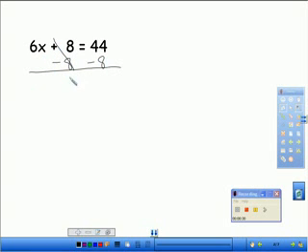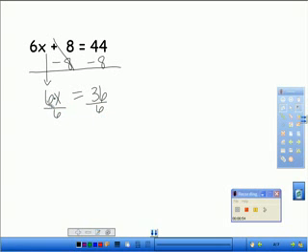8 minus 8 is 0, so the 8 is eliminated on the left side. I'm going to bring down 6x. 44 minus 8 is 36. So now I have a multiplication problem. I have 6 times x equals 36. I have to do the opposite of times 6, which is to divide by 6 on both sides.